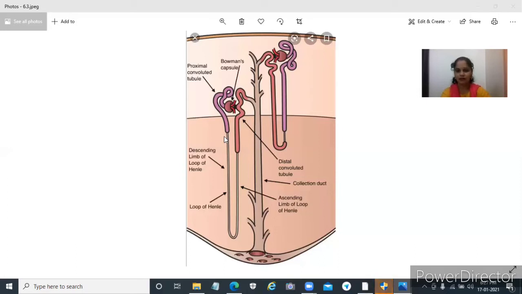Now their function: the main function of the juxtamedullary nephron is to control the plasma volume when the water supply is very small. So again here the vasa recta is also present. So according to their location and function, they are of two types. One is the cortical nephron and the other is the juxtamedullary nephron.